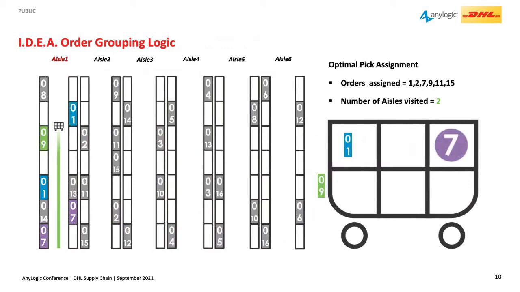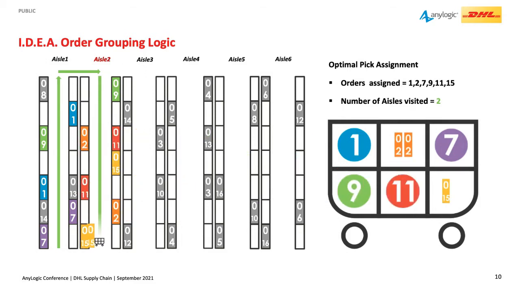Here is how the IDEA order grouping logic works. IDEA uses its intelligent algorithm to group the orders, and it gives these orders to pickers. Order numbers, we can see in the upper right corner, are 1, 2, 7, 9, 11, 15. In FCFS, it was 1, 2, 3, 4, 5, 6. And comparing them, IDEA intelligently grouped the orders, and we can see it only took 2 aisles to complete the orders for the picker. So we have reduced the distance traveled by using IDEA here.